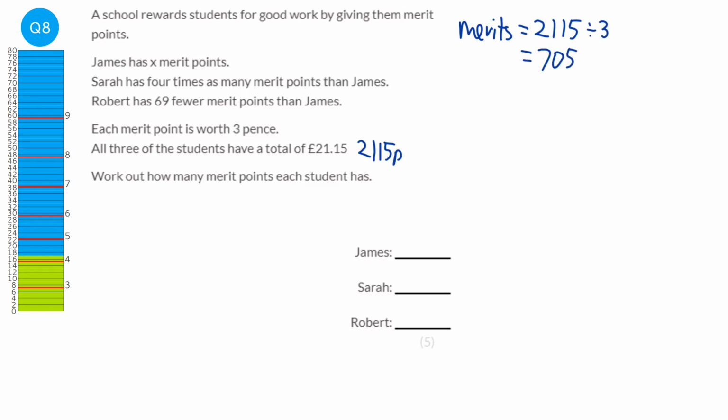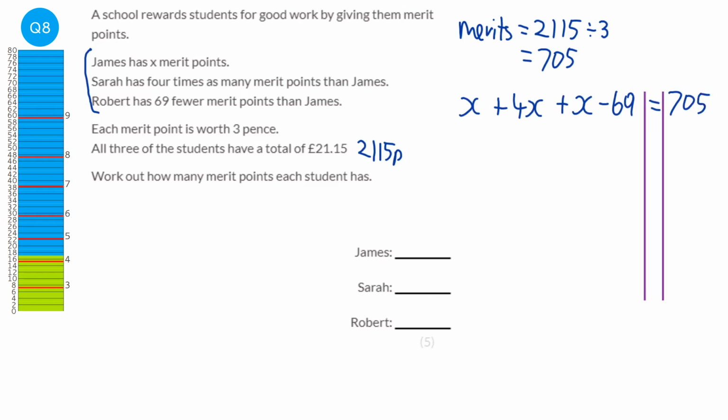Next, have a look at the question here, this part here, where it says James has X merit points. Sarah has 4 times as many points as James, so she's going to have 4x. Robert has 69 fewer merit points than James, so he's going to have x minus 69. And we know that that equals 705 because we've just worked that out. And this feels like a solving coming on. So we've got x plus 4x plus x, which is 6x, minus 69 equals 705. And we're going to add 69 to both sides.